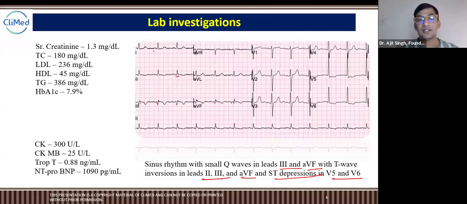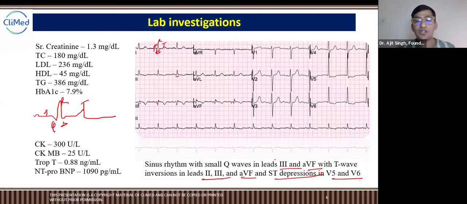I'll write PQRS, and then this is T, right? This is P, Q, R, S, T. That's how the wave looks. So when we are talking about ST depression, it means this entire part will be going down.